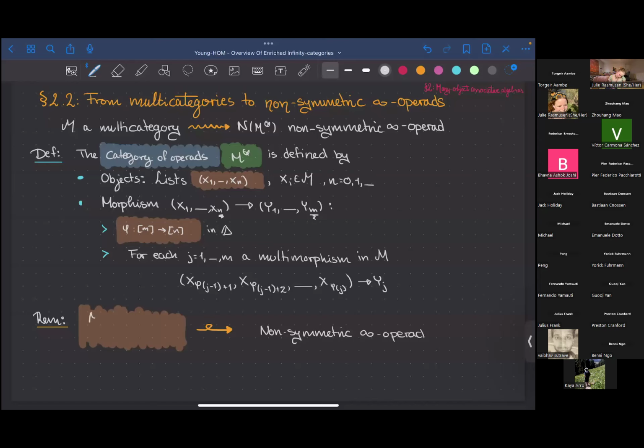And the thing is that if we consider the category of operads on our multi-category M, then an object, right, is just this string. So we have a very logical map from this category down to Delta up, where we just send this to M. And this can be shown to be a non-symmetric infinity operad.